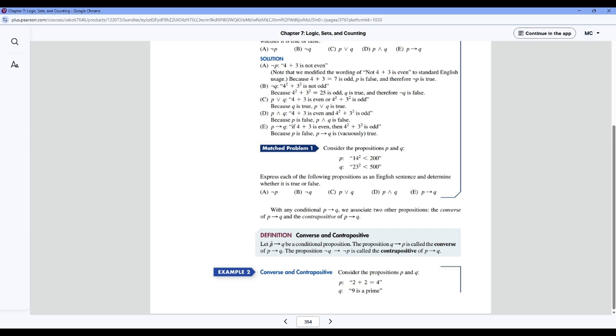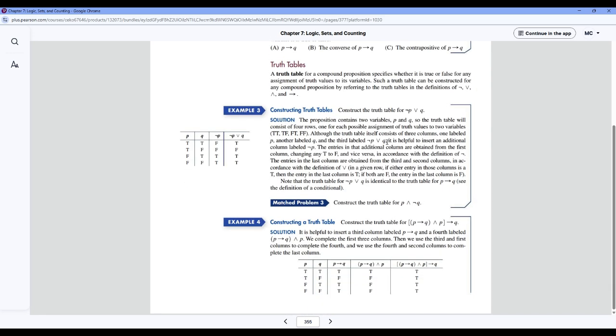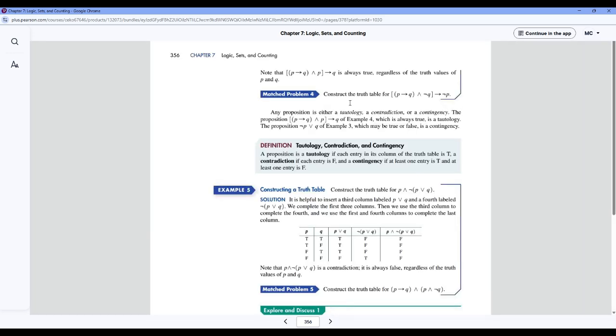Converse and contrapositive. If P implies Q, then Q implies P is called the converse of that. And not Q implies not P is called the contrapositive. So a lot of definitions. All right, problems.